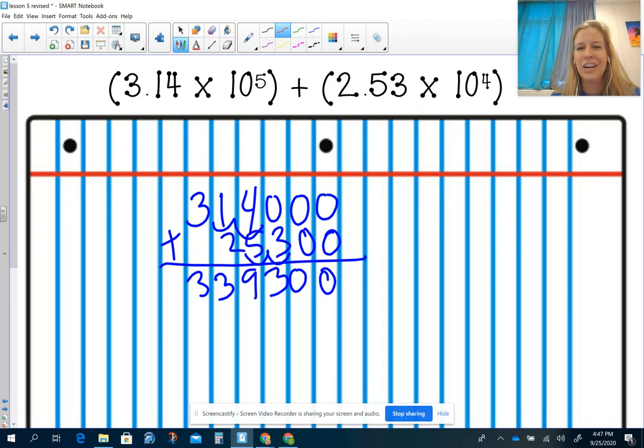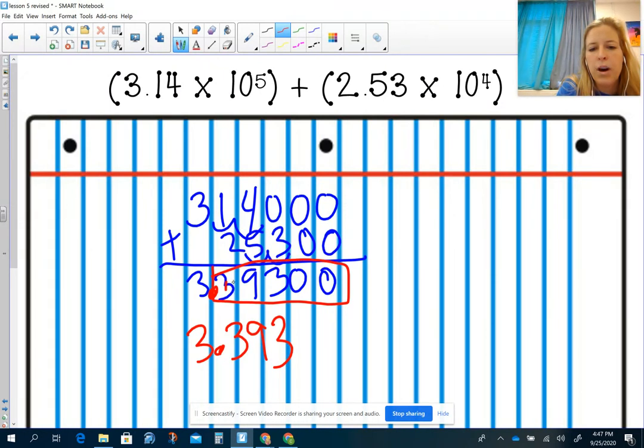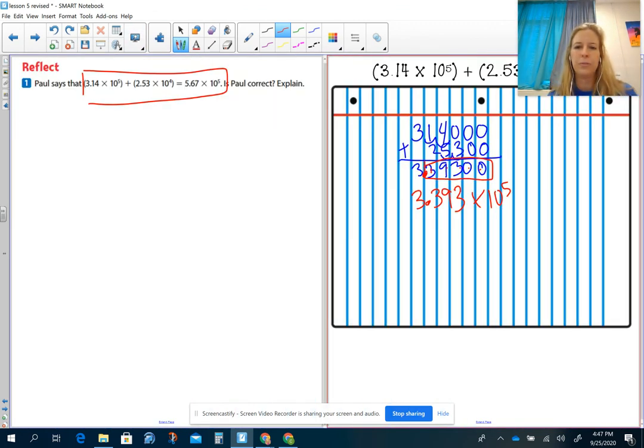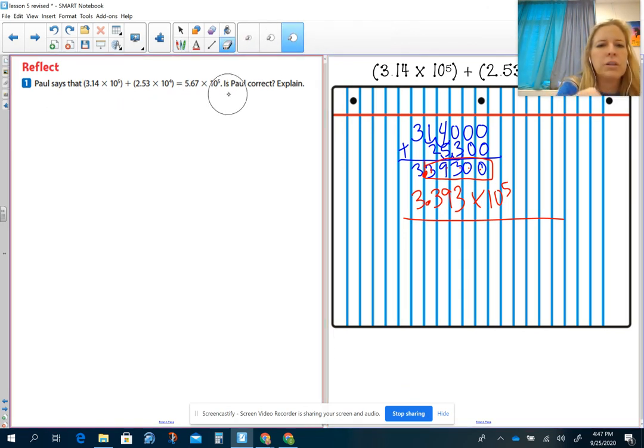All right, let's see how you did. This is what I love about my paper, because I can put my decimal right there, rewrite it, and then I can count 1, 2, 3, 4, 5. What? Y'all are awesome. Okay, so let's look at these two. So this is what the answer should be. Did Paul get that? No, Paul didn't get that. Okay, Paul, let's see what you did wrong.